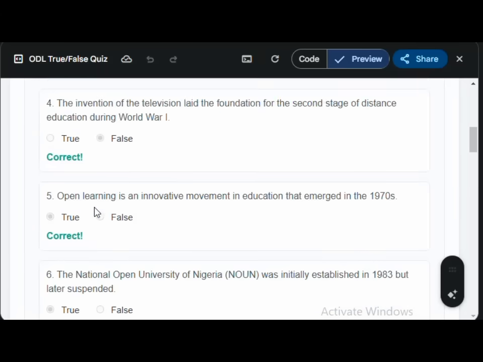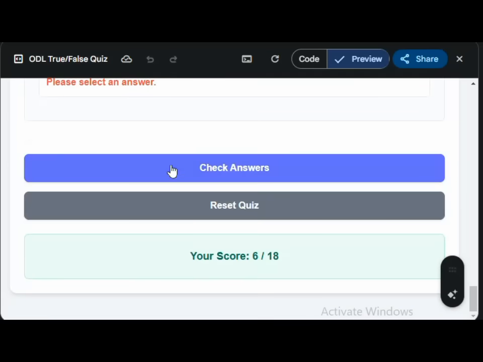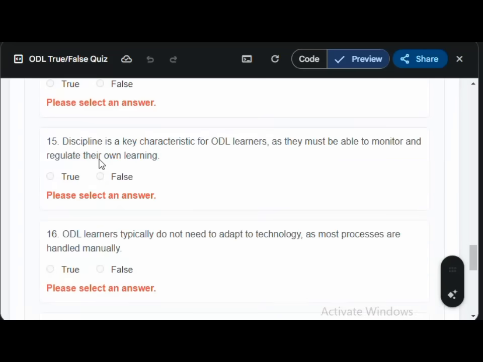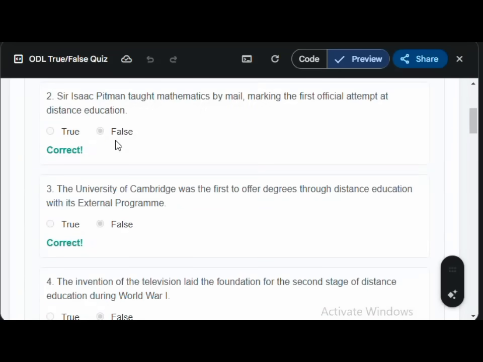So that is how to answer. Once you are done with your questions, you will click on submit, like the way you are submitting your tutor marked assignment, and immediately your grades will be shown. I hope you've understood, most importantly, how to answer NOUN exam questions.